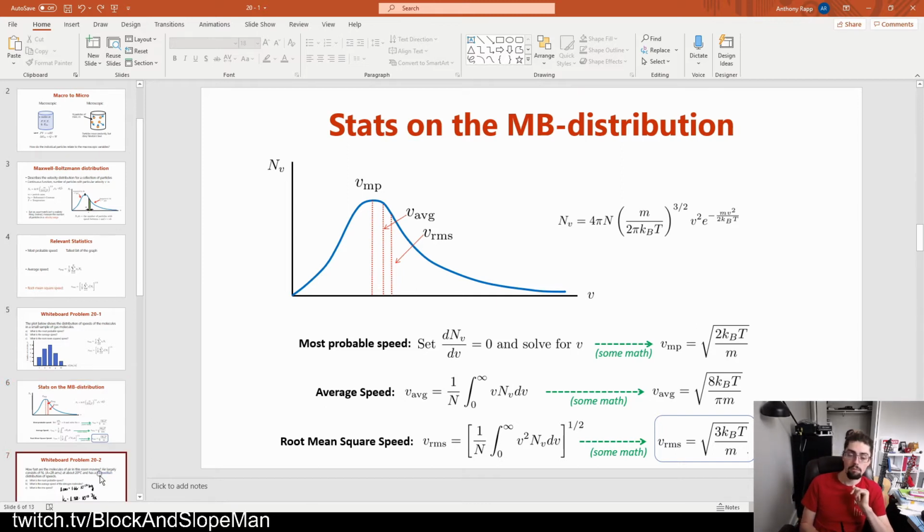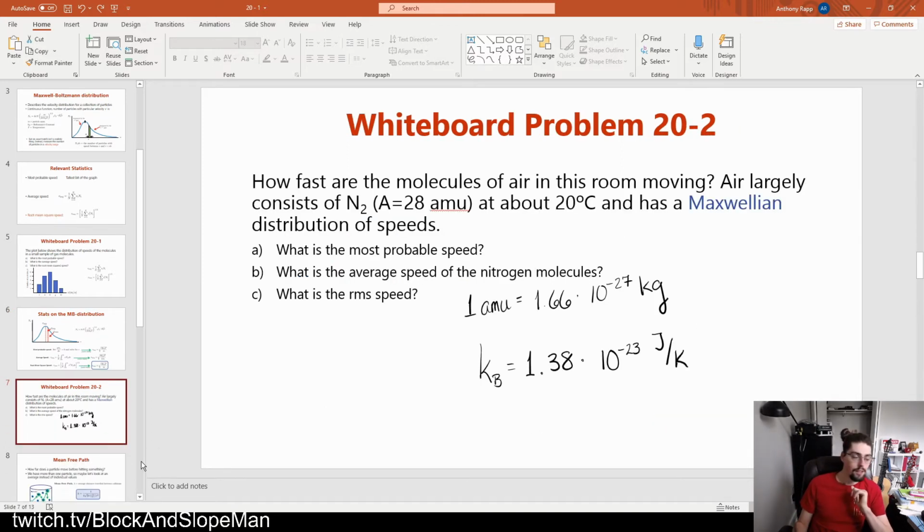So, let's try it out. And this is fun because this is applicable, right? This is the air in the room with you right now. It mostly consists of nitrogen, right? Over 60% is nitrogen gas, and then oxygen makes up another very significant portion. So, between the two of them, most of the air is going to be diatomic.